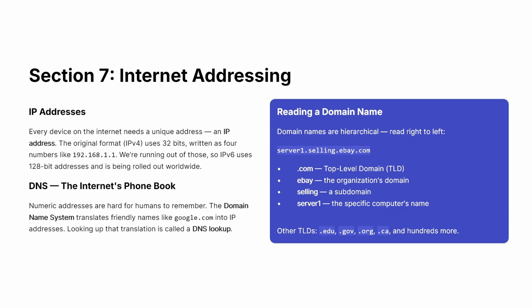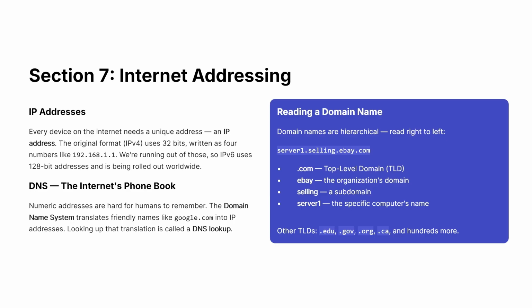Every device on the Internet needs a unique address. These are called IP addresses. Originally, IP addresses were 32 bits long, written in dotted decimal notation like 192.168.1.1. But we're running out of those. The new version, IPv6, uses 128-bit addresses and is being rolled out now.